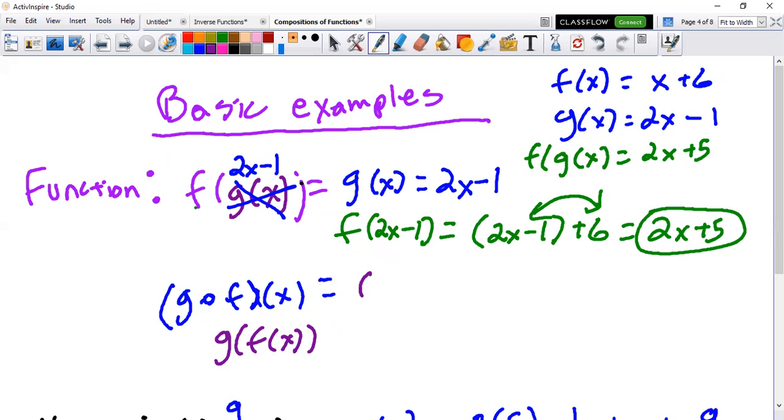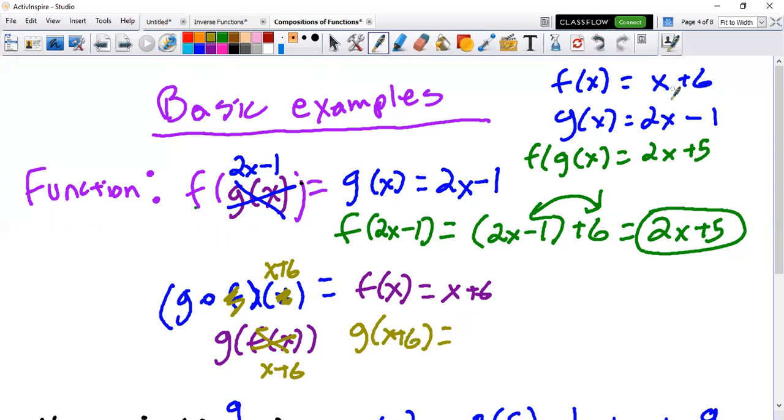So if I start with f of x, just x plus 6, I can substitute this in for that. If you do it down here, just cross it out and put x plus 6. If you want to stay up here, cross out the f, cross out that x, and put the x plus 6. Either way, I've got g of x plus 6.